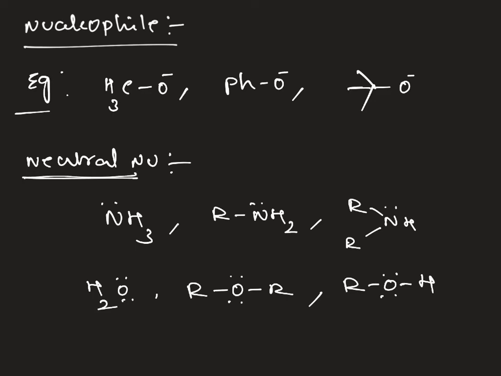So, with respect to the Lewis concept, these are all Lewis bases. The electron pair donors are called Lewis bases. So, Lewis bases act as nucleophiles, and Lewis acids act as electrophiles. And in the case of nucleophiles, carbanion, the carbon with a negative charge, comes under nucleophiles.